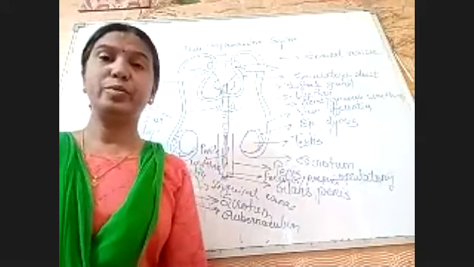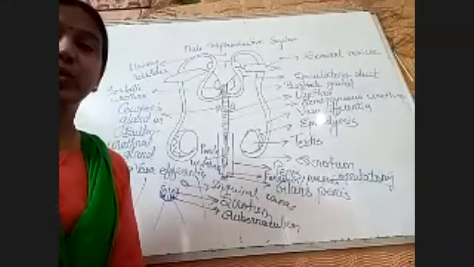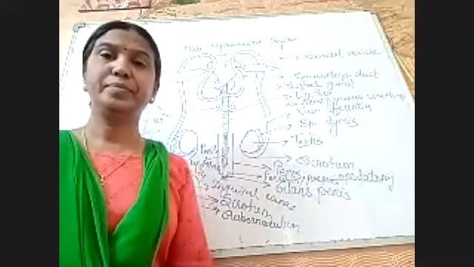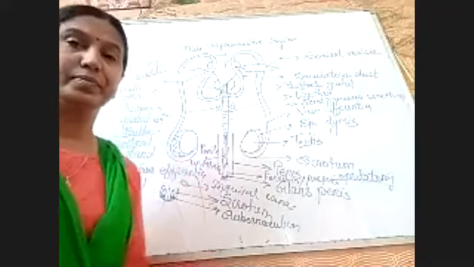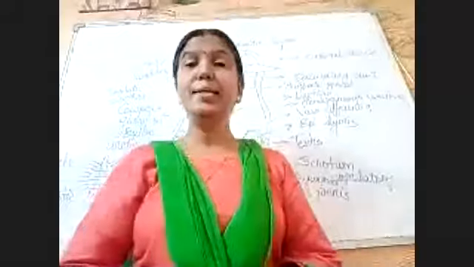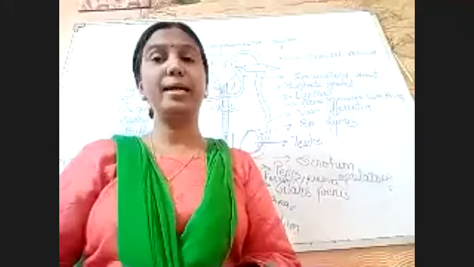Do you understand, beta? Do you understand? Yes or no? Do you have any doubt regarding this part? Ma'am, yes. Ma'am, please tell the function of the prostate gland once again. Prostate gland will secrete 30% seminal fluid, and second, it will secrete alkaline fluid.